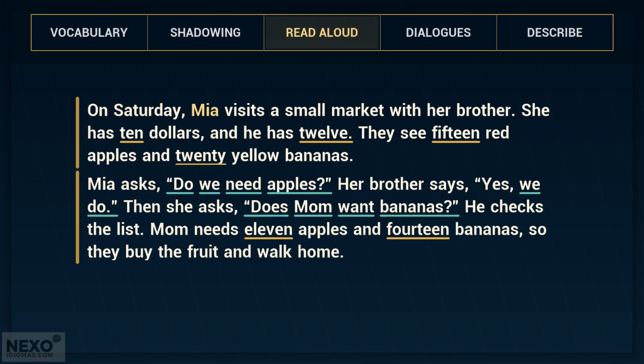On Saturday, Mia visits a small market with her brother. She has $10 and he has 12. They see 15 red apples and 20 yellow bananas. Mia asks, "Do we need apples?" Her brother says, "Yes, we do." Then she asks, "Does Mom want bananas?" He checks the list. Mom needs 11 apples and 14 bananas, so they buy the fruit and walk home.